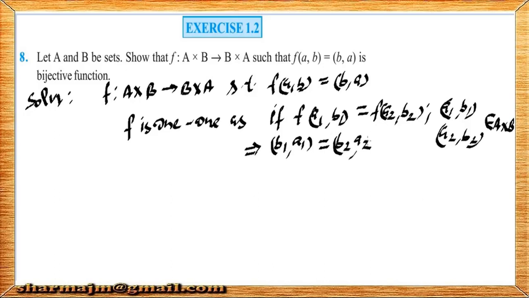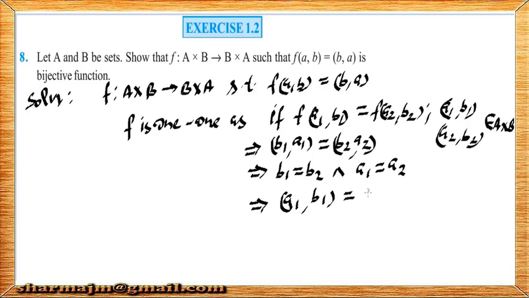Now two ordered pairs are said to be equal if and only if their corresponding elements are same, which implies b1 is equal to b2 and a1 is equal to a2. So we can write this as (a1, b1) is equal to (a2, b2). So here we saw that if images are equal then pre-images are also equal. Therefore f is a 1-to-1 function.